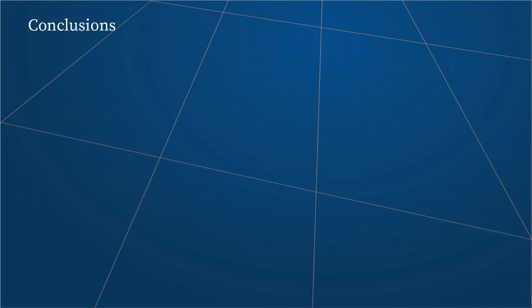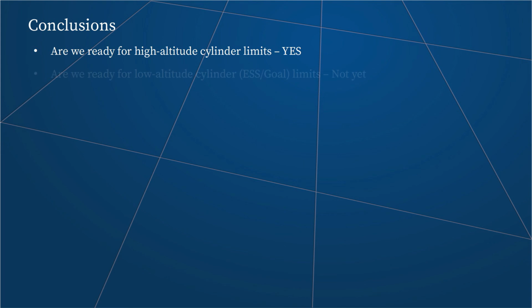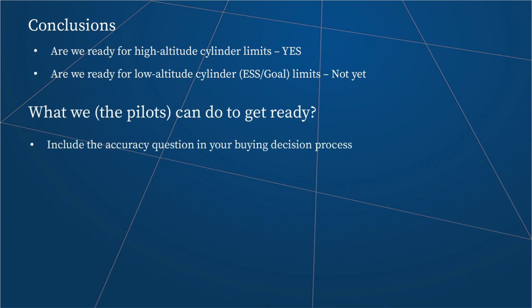Okay, time for conclusions. Are we ready for high altitude cylinder lower limits? I think definitely yes, we are ready, because even our least accurate instruments are quite okay in this situation. But we are not ready yet for low altitude cylinder limits. The cylinder limits that can be used on the end of the speed section or on the goal. And what can we do about all this?